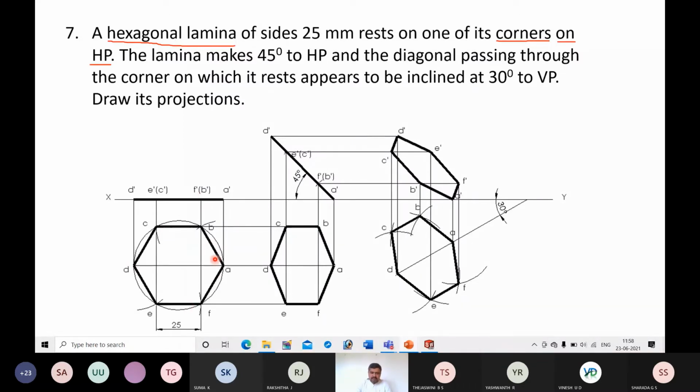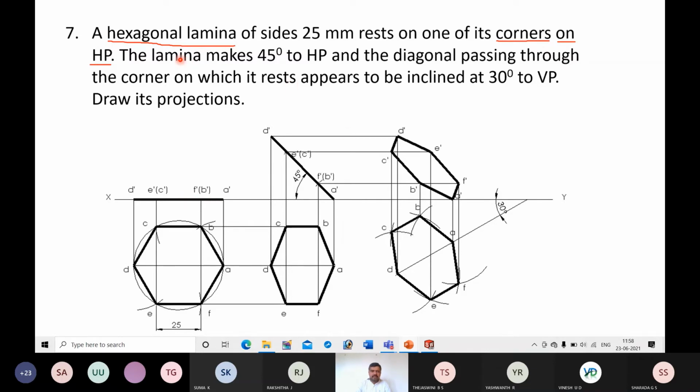So based on this, first draw a regular hexagon. You know the interior angle of a hexagon. What should be the angle between two sides in a hexagon? Interior angle? 120. Okay. So you should draw a regular hexagon having 120 degree interior angle and 25 mm sides. Then draw the top view, then the front view.